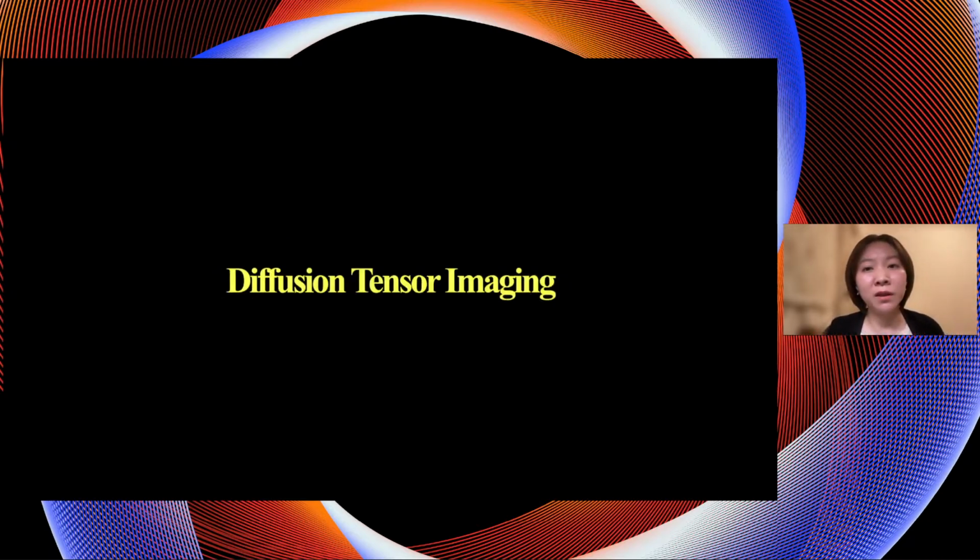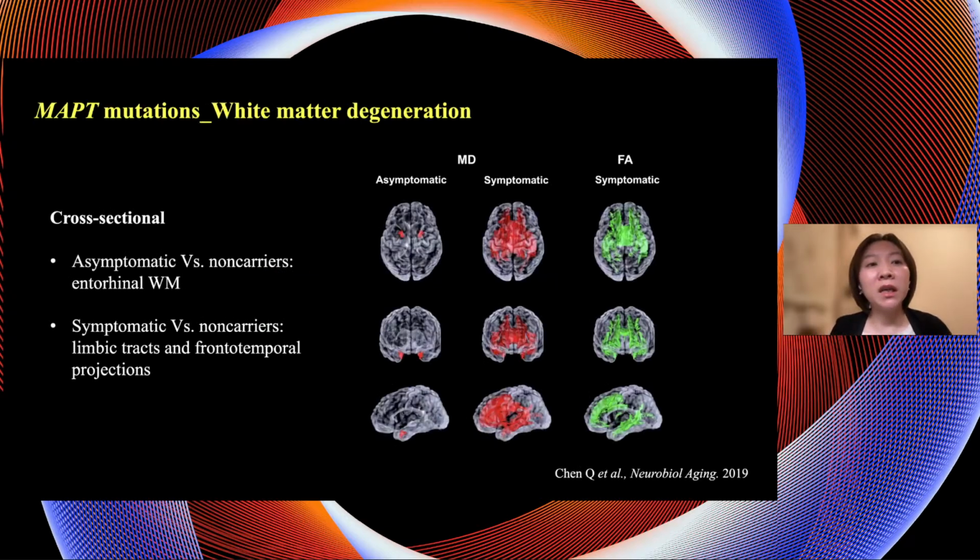Okay, let's move on to diffusion tensor imaging. This is what we did for the MAPT mutations, using DTI to do cross-sectional and longitudinal analysis of white matter degeneration. When we do the whole brain analysis, this is in line with what we found in the cortical atrophy. We see white matter degeneration here, even in the asymptomatic MAPT mutations, with increased MD.